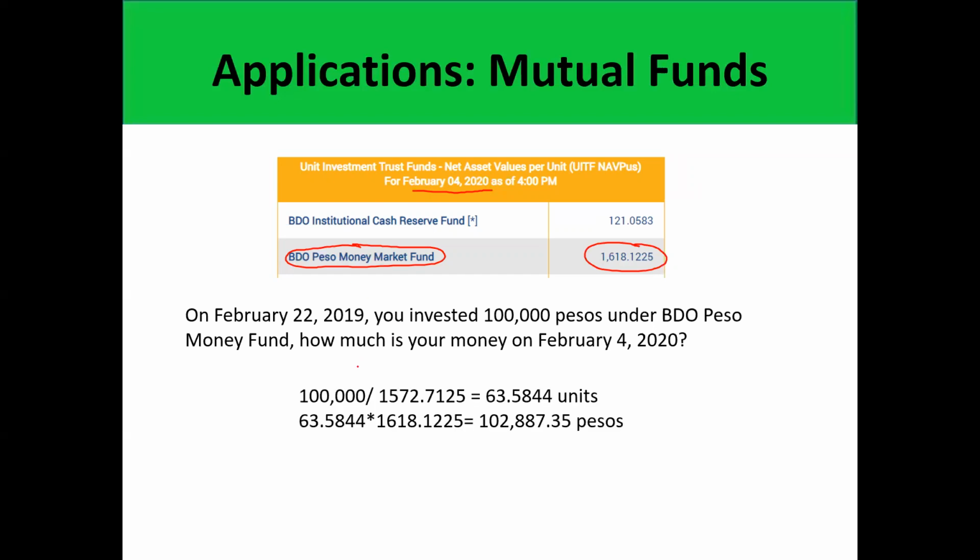To compute that, we will divide the amount invested by the NAVPS on February 22, and that gives us this quantity. And then this quantity shall be multiplied by the NAVPS on February 4, 2020, which is this one. And that gives us 102,887.35. So that means after 1 year, your 100,000 pesos earned 2,887.35, which is actually way better than a savings account that earns only like 0.5% interest annually. So that's the difference of these investments with savings or time deposit accounts.